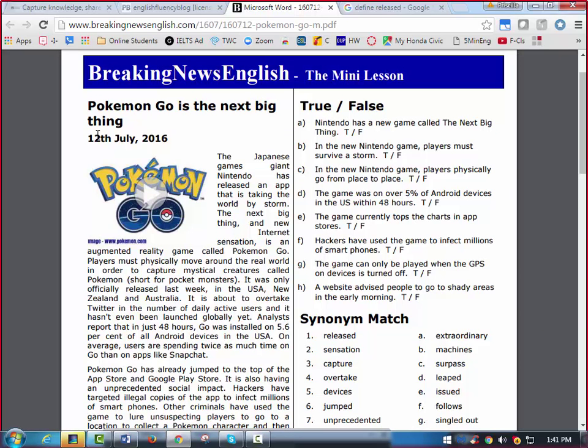Pokemon Go is the next big thing. The Japanese games Nintendo has released an application that is taking the world by storm. The next big thing and new internet sensation is an augmented reality game called Pokemon Go. Players must physically move around the real world in order to capture mystical creatures called Pokemon, short for Pocket Monsters. It was only officially released last week. In the USA, New Zealand, and Australia, it is about to overtake Twitter in the number of daily active users, and it hasn't even been launched globally yet.